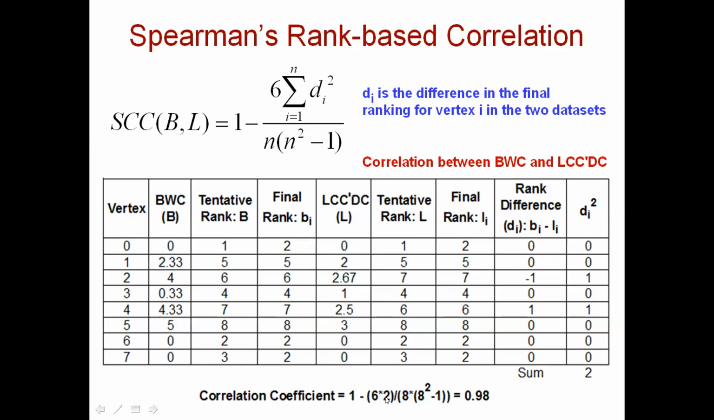And so it's 1 minus 6 times this 2 divided by, there are 8 vertices, so 8 times 8 squared minus 1, and we get about 0.98, which is very close to 1. So this is again an indication that the ranking based on LCC prime DC is going to be very close to that of the ranking of betweenness centrality.